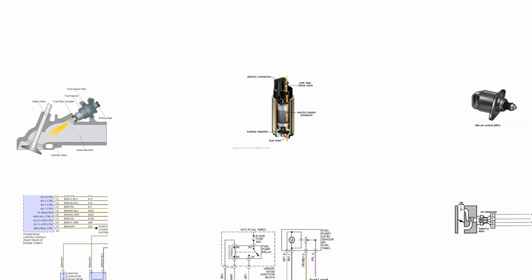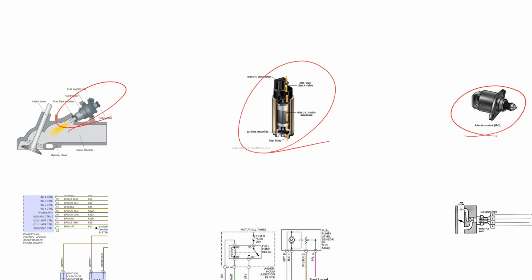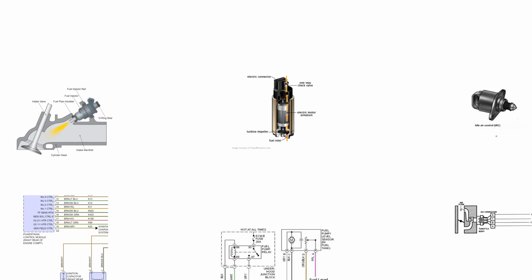This is the fuel injection actuators video, and we're going to talk about 3 different actuators. We're going to talk about the fuel injectors, fuel pumps, and the idle air control, because those are the 3 basic actuators. So let's start with the fuel injector first.